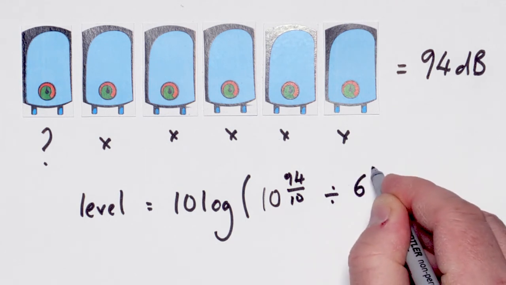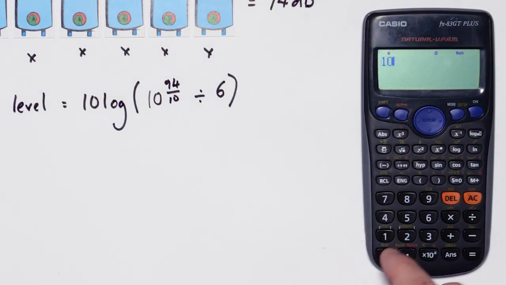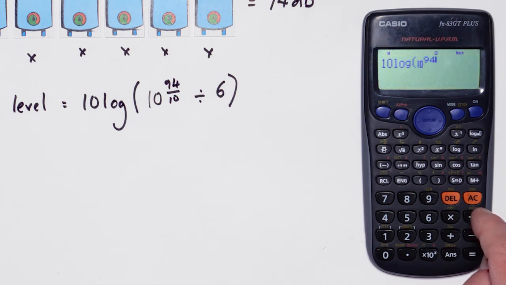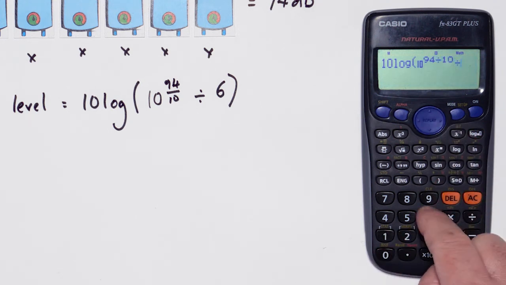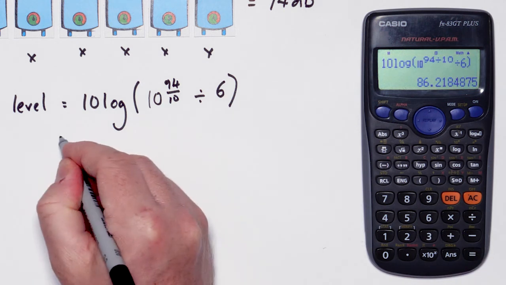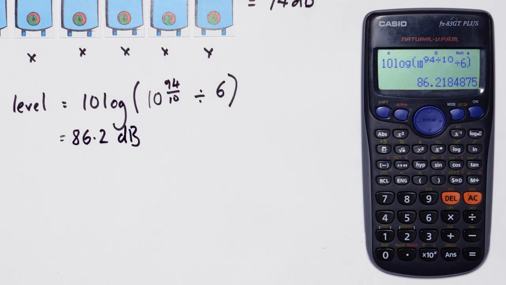divided by 6. So what I'm doing here in this calculation is I'm taking the 94 decibels, a logarithmic number, converting it out of the logarithmic scale, dividing it by 6, and then converting it back into the logarithmic scale again. To do the calculation, you must go 10 log the 94 decibels produced by the 6 pumps, divided by 6, closing the brackets, means that one pump is producing 86.2 decibels. So that's dividing in a logarithmic scale.